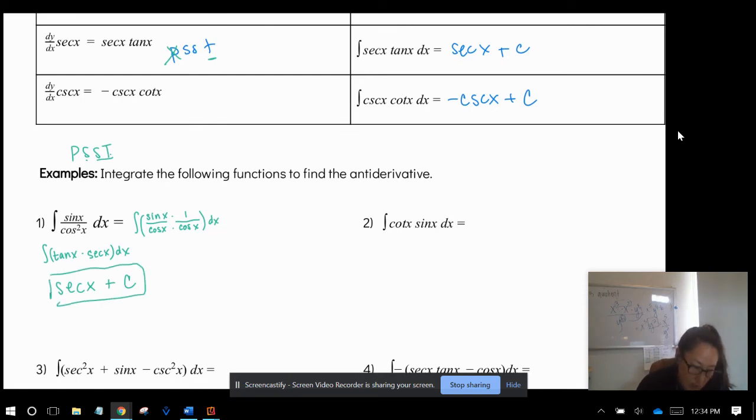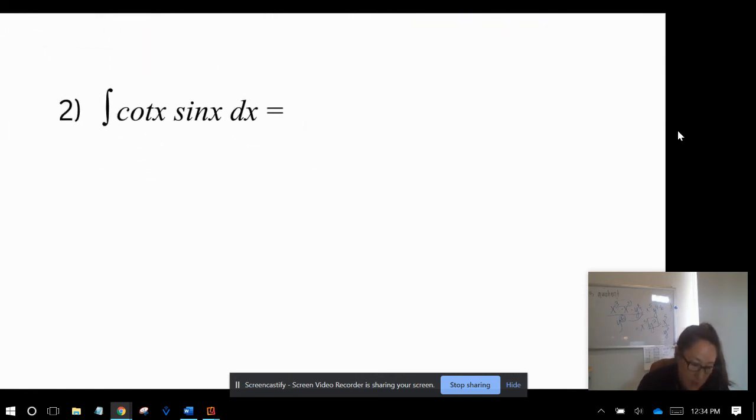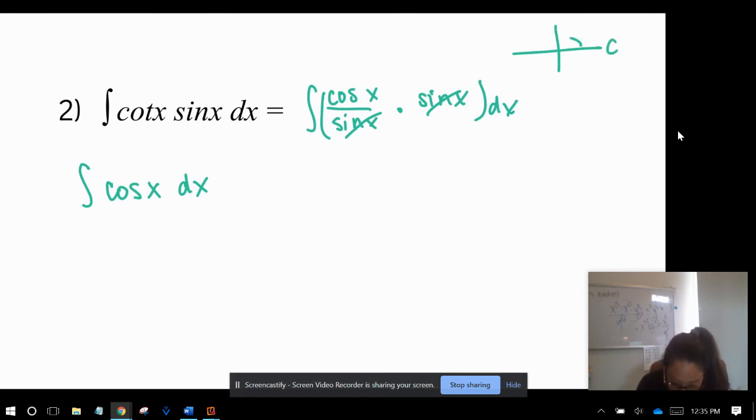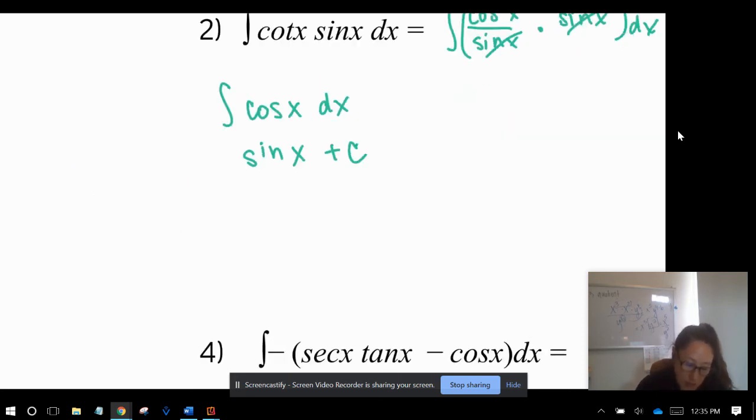Okay. Next, cotangent times sine. Let's see if we can simplify that a little bit. Cotangent is cosine x over sine x times sine x dx. Sines cancel, leaving me with the integral of cosine x dx. The antiderivative of cosine is sine x plus c. Okay.